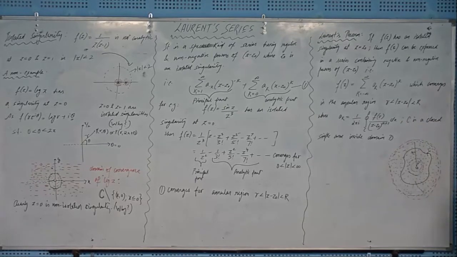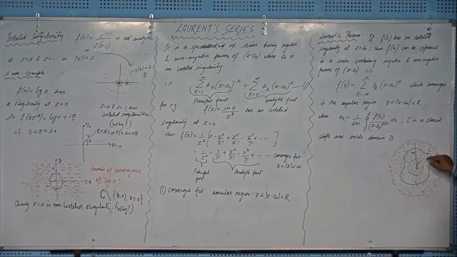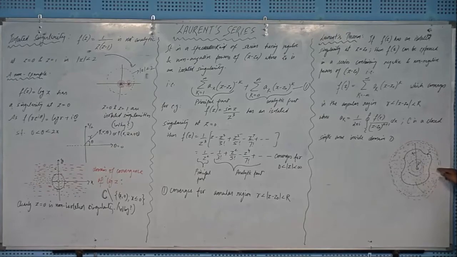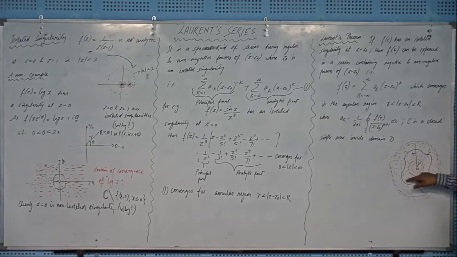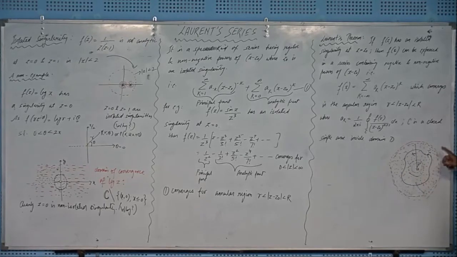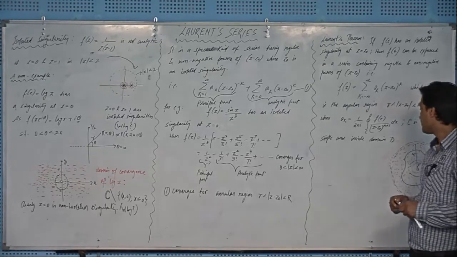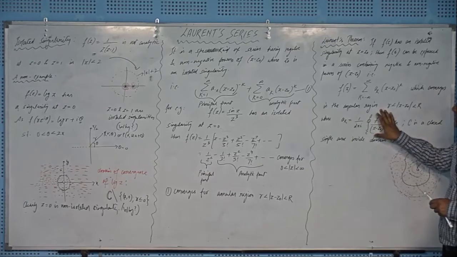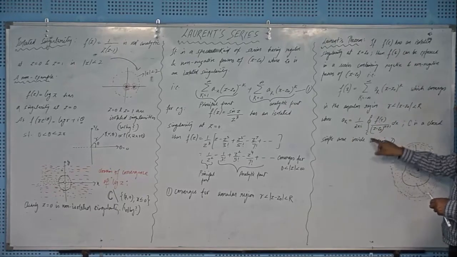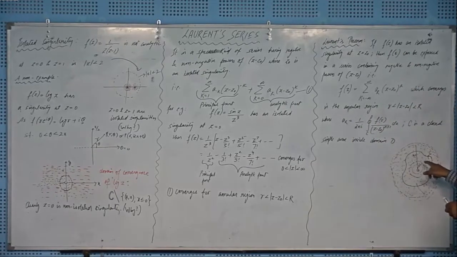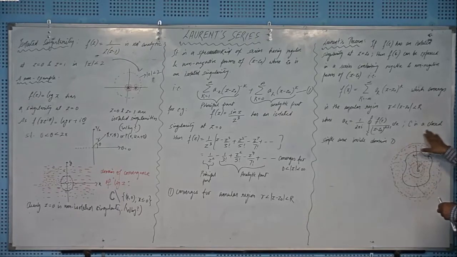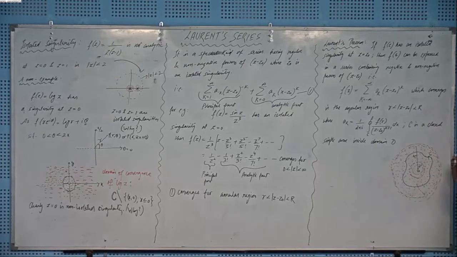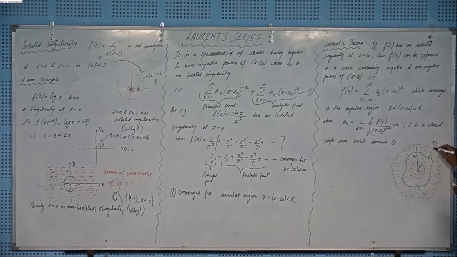And we can say that the series converges for this region, meaning the annular region between these two black circles, right? This ring shaped portion between the smaller and the bigger circles. So this a_k is given by this formula, and f(z) is already given. C is this curve, a closed simple curve lying inside domain D. This is the domain D, the outer red one.